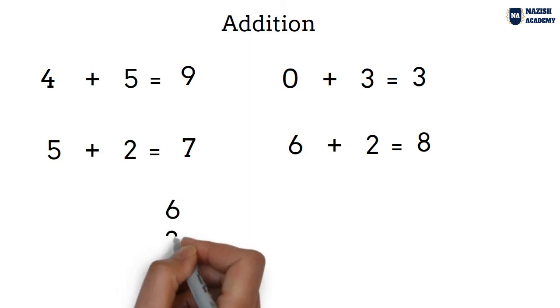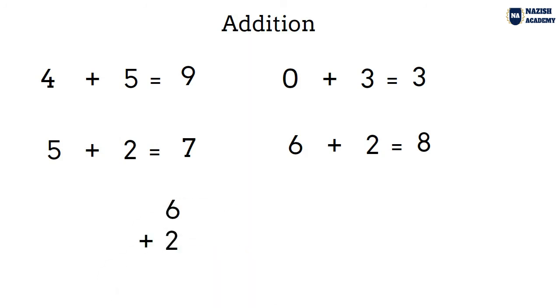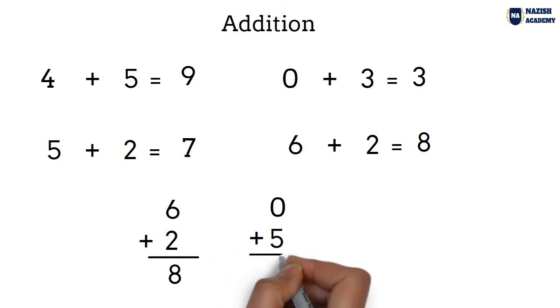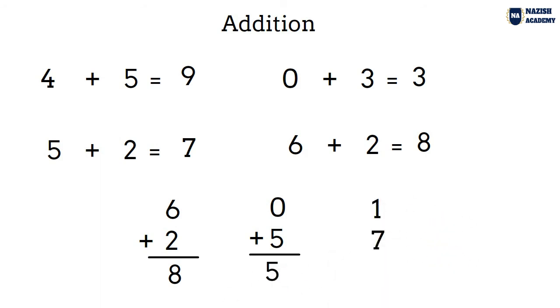And next, 6 plus 2 is equal to 8. Next, 0 plus 5 is equal to how many? 5. 1 plus 7 is equal to how many altogether? 8. 8 plus 6 is equal to how many altogether? 14. Now I will make you understand with an example.